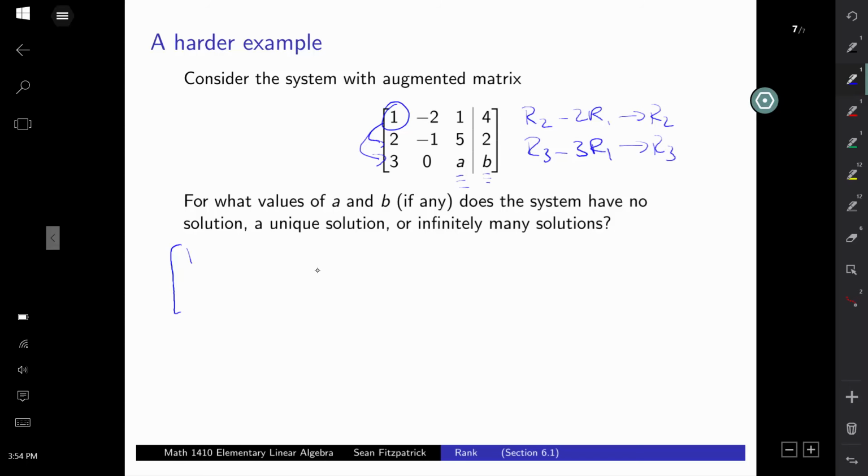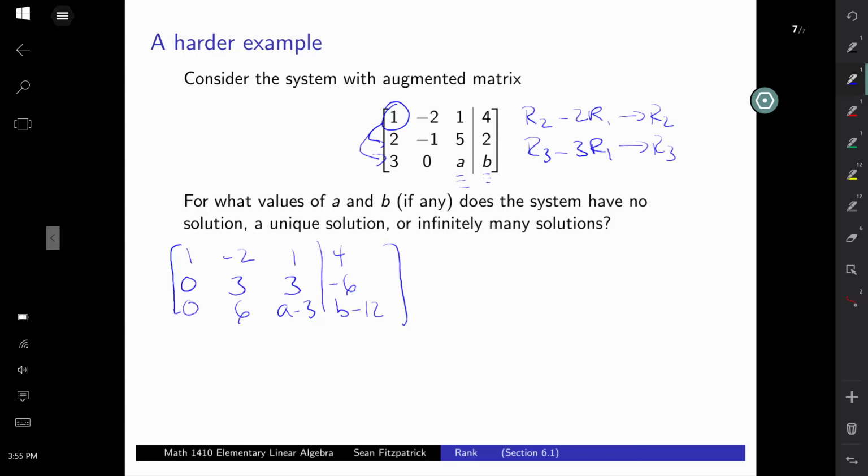So doing that, where do we get to? 1, minus 2, 1, 4. We left the first row alone. So I get 0, minus 1 plus 4, 3. Okay. 5 minus 2 is 3. 2 minus 8 gives me minus 6. 3 minus 3, 0. 0 subtract minus 3 times minus 2, so that's 0 plus 6. I get a 6. And then here I get A minus 3 times 1, I get A minus 3. In the constants column, B minus 3 times 4 gets me B minus 12.